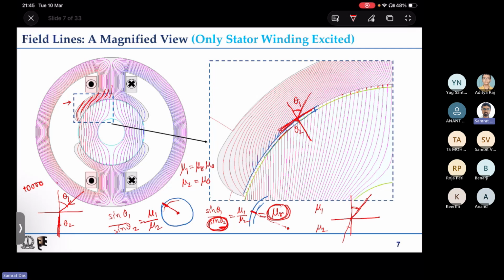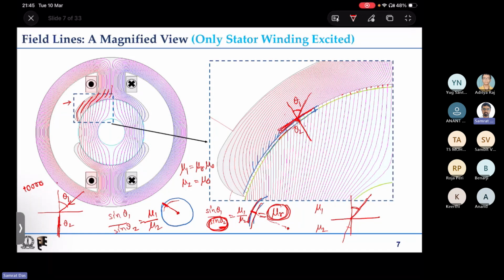So at the iron and air interface on the stator side, it is perpendicular to the stator surface, and at the air gap and rotor surface interface, it is perpendicular to the rotor surface. And the stator and rotor surfaces are both concentric circles. So if it is perpendicular to the stator surface and perpendicular to the rotor surface, then it has to be a radial line.